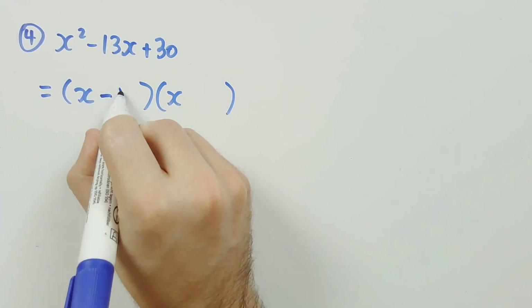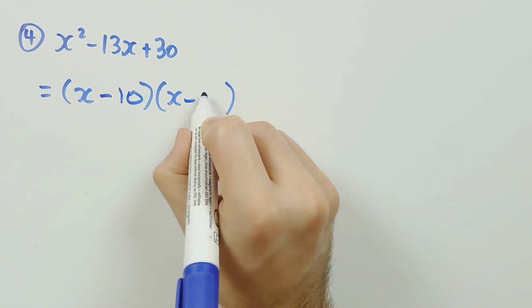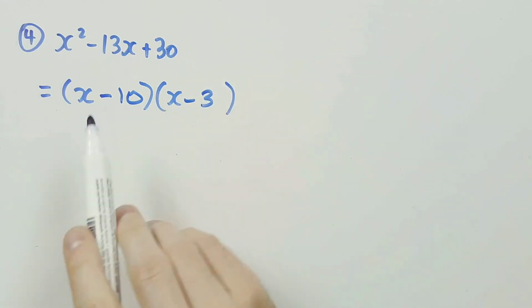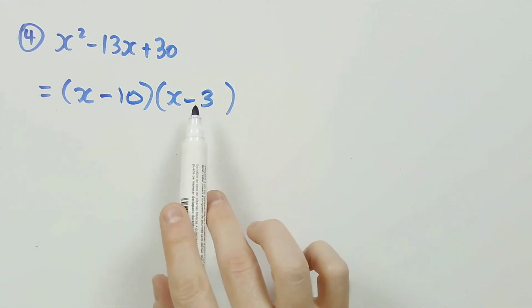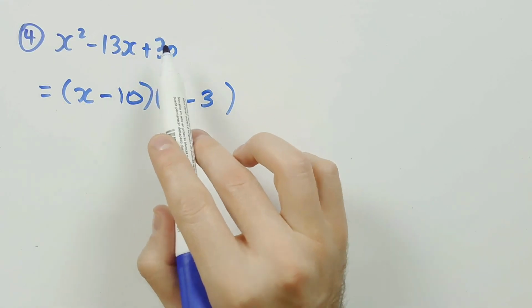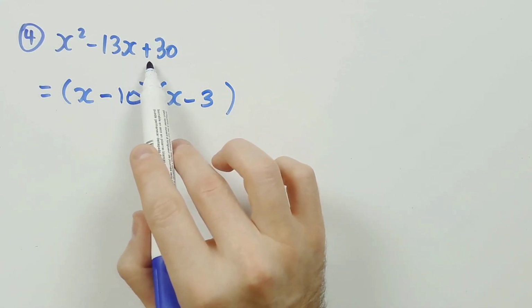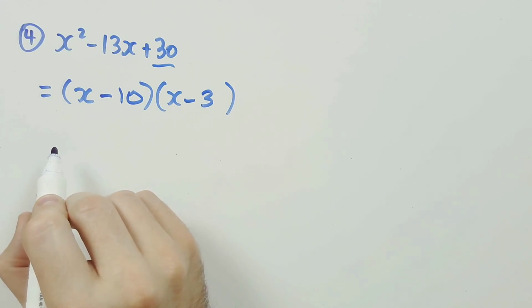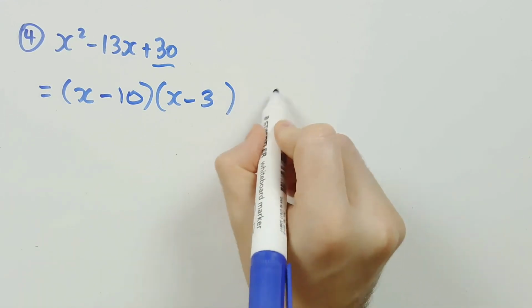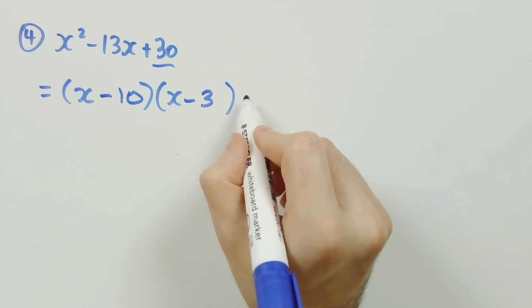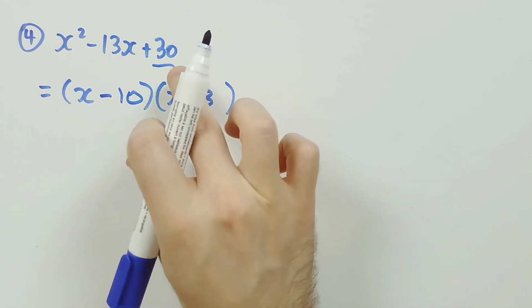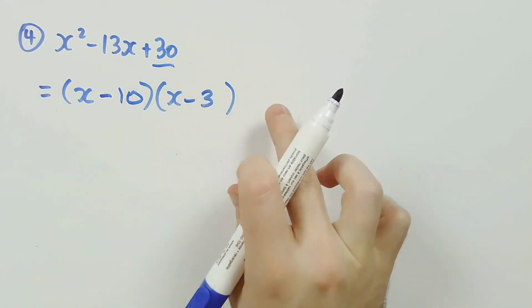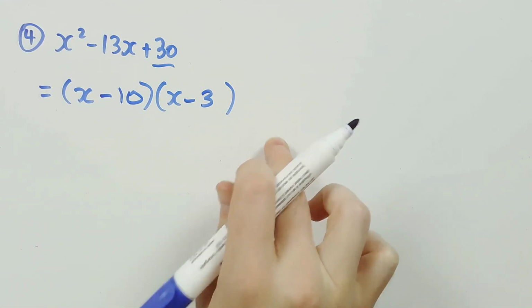So here it's going to be minus 10 and minus 3. And of course, negative 10 multiplied by negative 3 gives us positive 30. And that's why this term here is positive. So that's it. That's the answer to the final question. And like I say, you can always work backwards, using the distributive law, to see whether you get back to your same original equation. And if you do, then your factorization is, of course, correct.